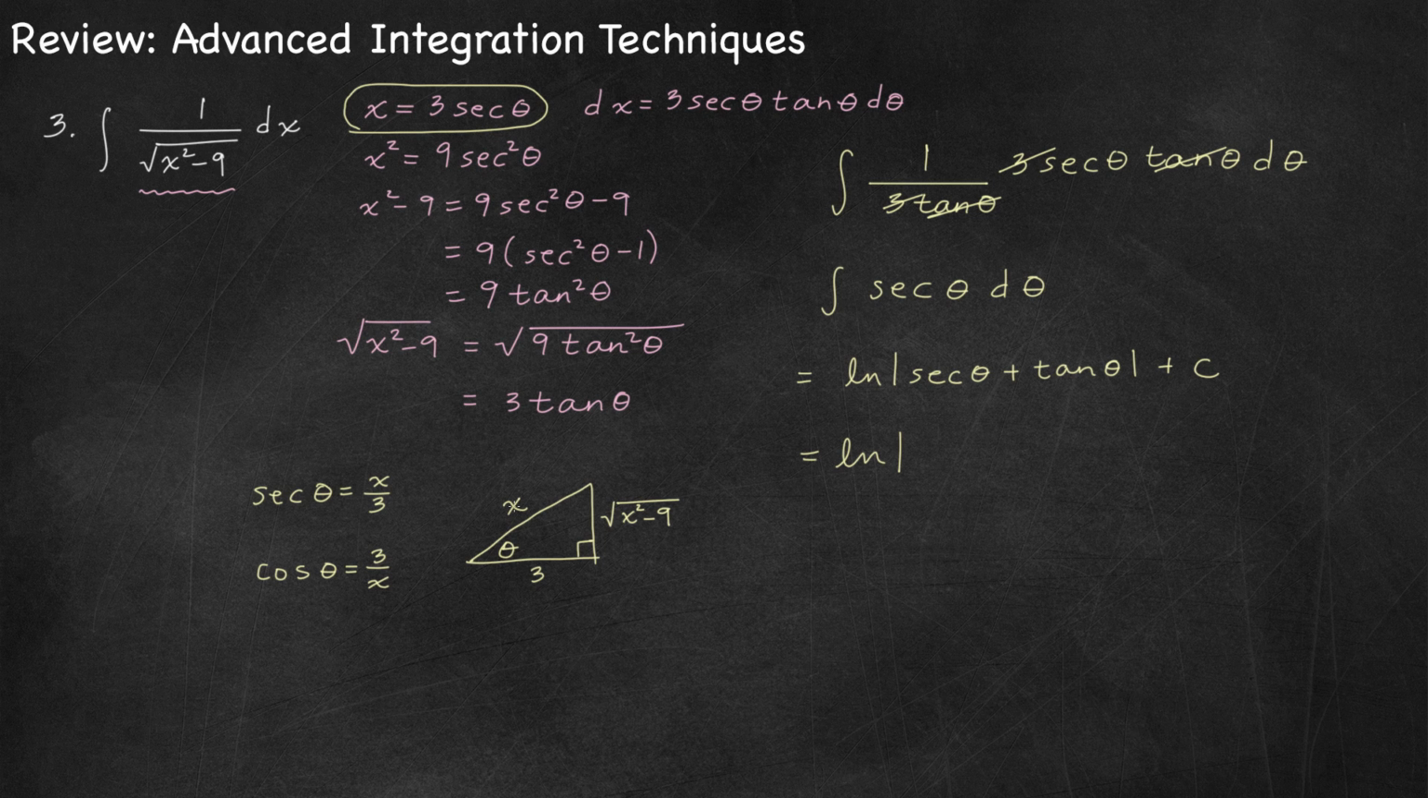And then from here I can just read that the secant of theta, well I know the secant of theta, is x over 3, plus the tangent of theta, which is the opposite side over the adjacent side. So the square root of x squared minus 9 over 3, plus c. And they have the same denominator. If we like, we can combine that into a single fraction. We've got x plus the square root of x squared minus 9 over 3 plus c.